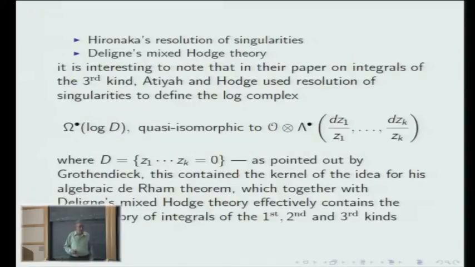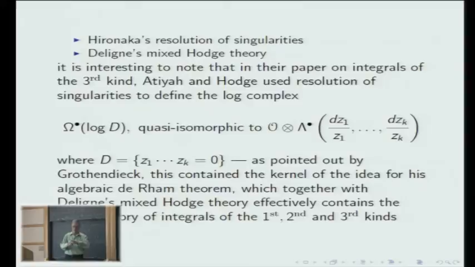Two things happened. One was Hironaka's resolution of singularities, and the other was Deligne's mixed Hodge theory. It's interesting to note that in their paper, where they were trying to bring some order to the classical literature on differentials of the first, second, and third kind, that was where what's called the log complex by Atiyah and Hodge appeared.